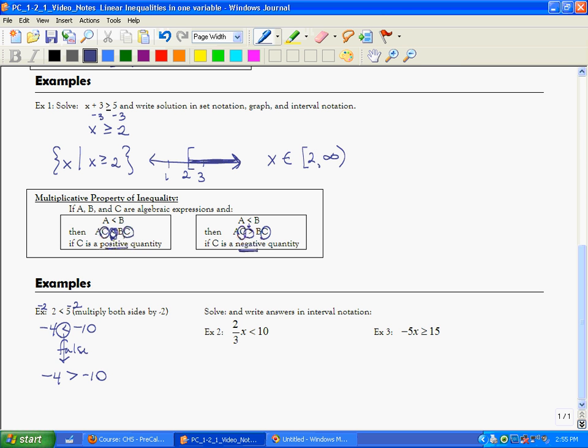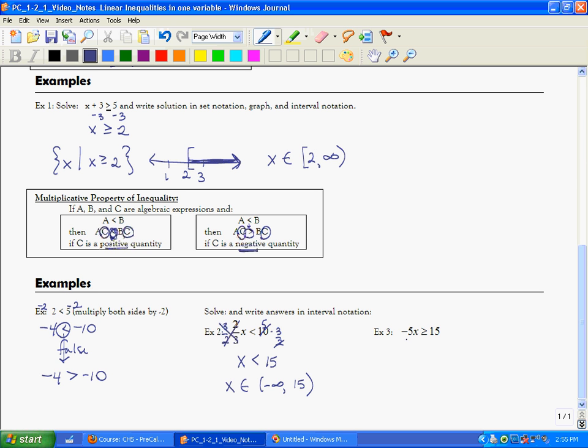So we're going to solve 2/3 x is less than 10. We're going to multiply both sides by 3 halves in order to get x by itself. On the left side, it all cancels off just to be x. And on the right side, 10 times 3 halves cancels down to 15. And if we write this in interval notation, x is an element of the set from negative infinity all the way up to 15, not including 15, so we put an open parenthesis.